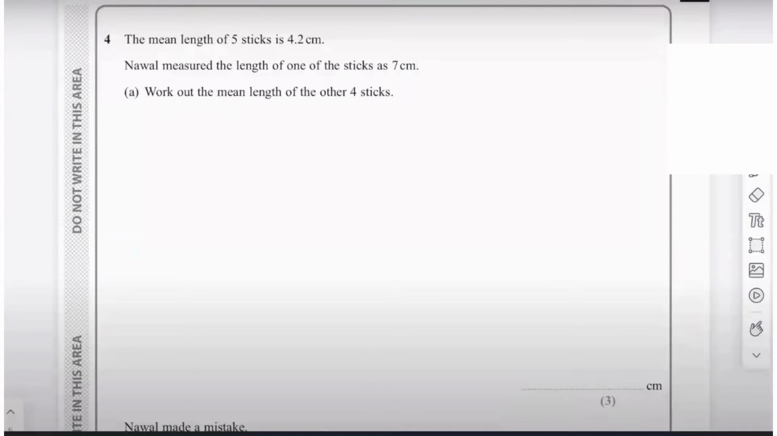Question 4 says the mean length of 5 sticks is 4.2 centimeters. Now I'll measure the length of one of the sticks as 7 centimeters. Work out the mean length of the other 4 sticks.